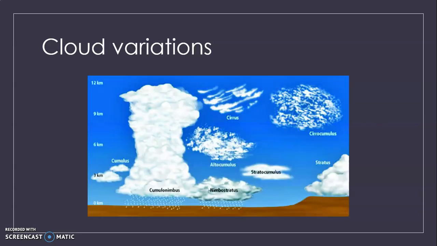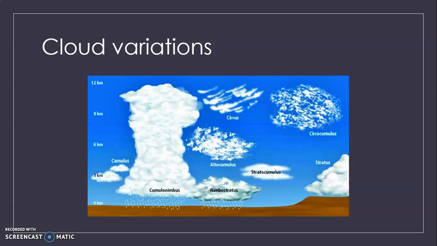Now there are also cloud variations. So let's look at the cloud variations. Okay, clouds are also classified according to how high they are in the atmosphere and what kind of weather they produce. The prefix cirro, for example, refers to clouds that lie more than 6,000 meters above the earth. Cirrocumulus and cirrostratus clouds are two examples of these high-level clouds.